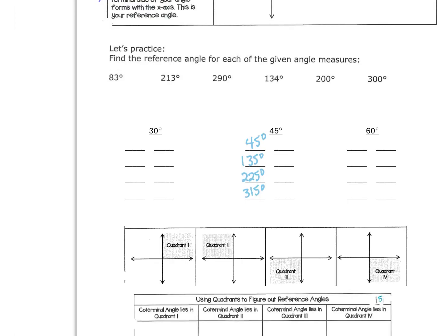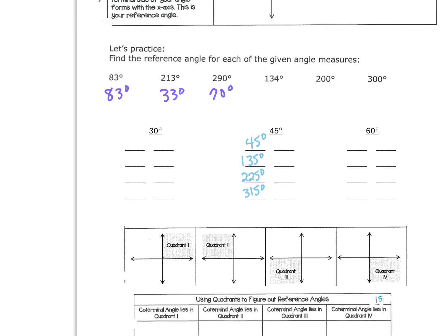Okay, we ready to check these? All right, obviously this is 83 degrees. 213 degrees, what'd you get for that, Aiden? Yes. 33 degrees, yes. Amira, what'd you get for the 290? 70 degrees? Yes, 70 degrees, good.